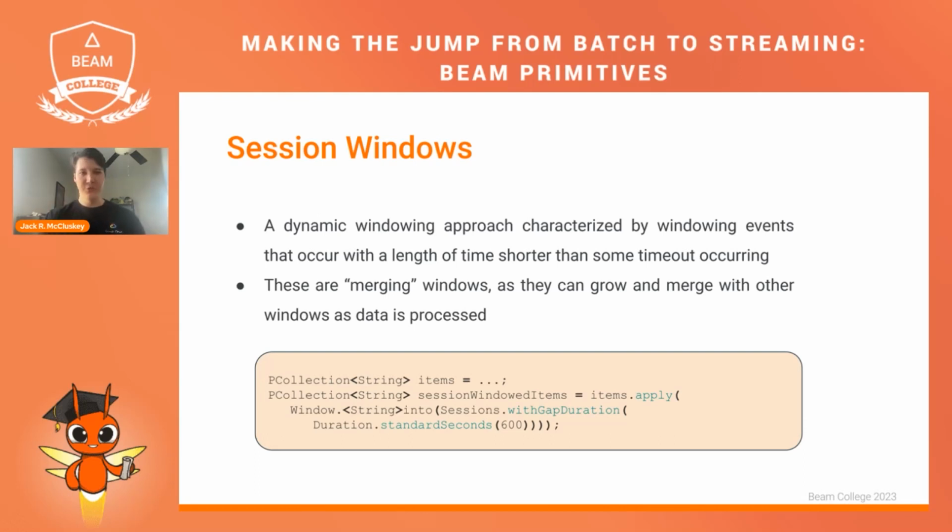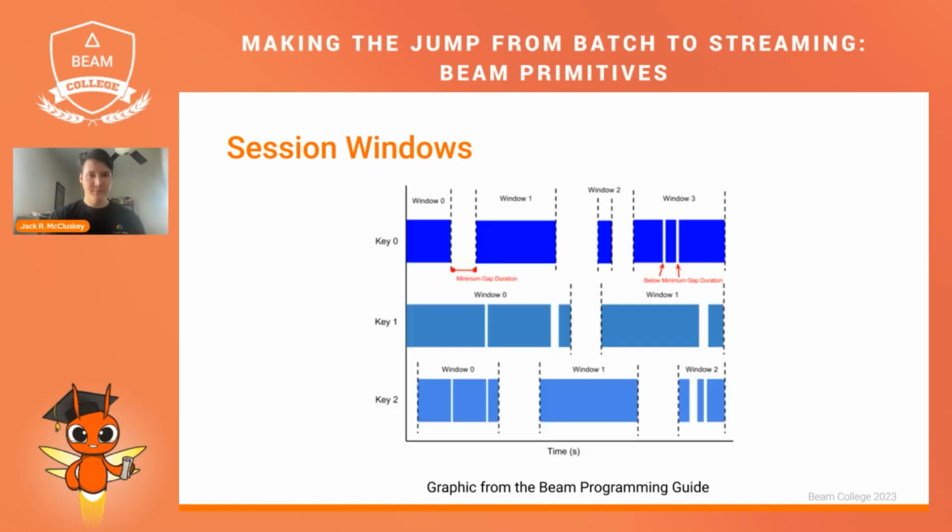You once again use the window into transform, but this time you set a session windowing strategy with a gap duration. In this case, 600 seconds was the choice, with the idea being that if you have 2 events that occur within 600 seconds of each other, or 10 minutes, they would be treated as being in the same window. So if we have something here, you can look at events happening in sessions. This is without per key, and each key gets its own windowing treatment here.